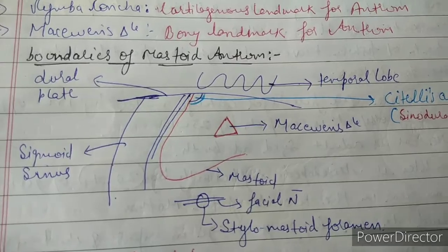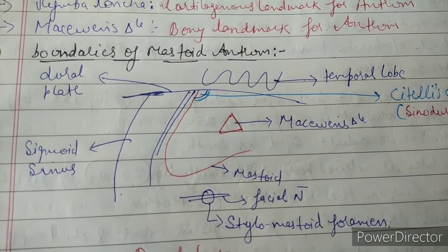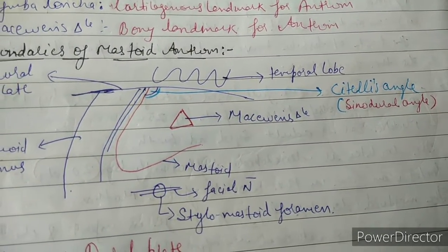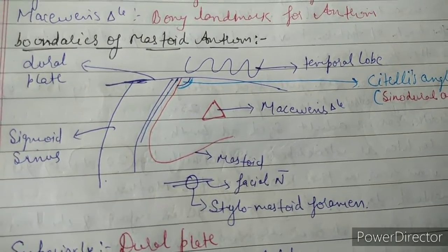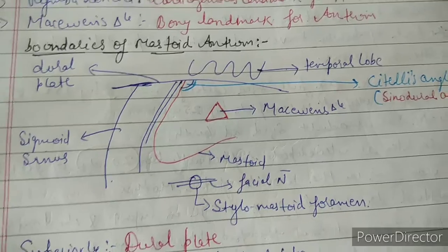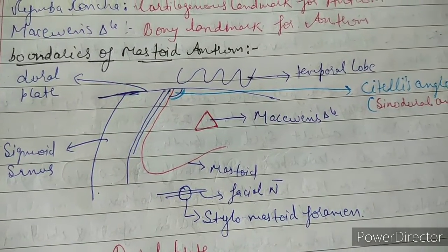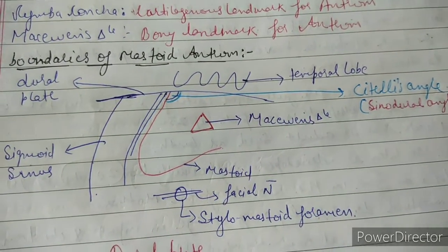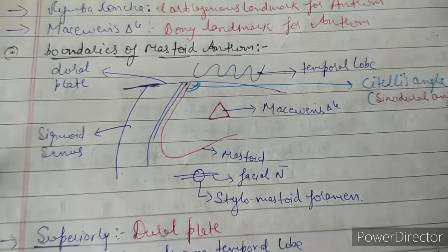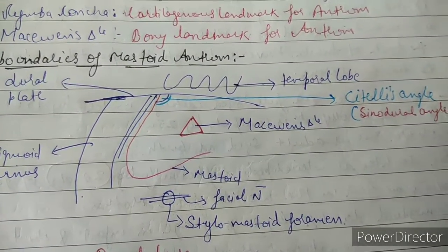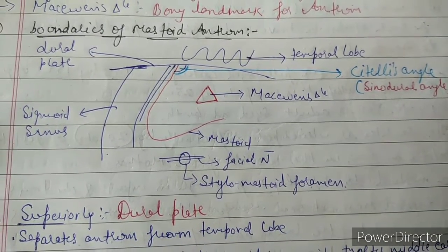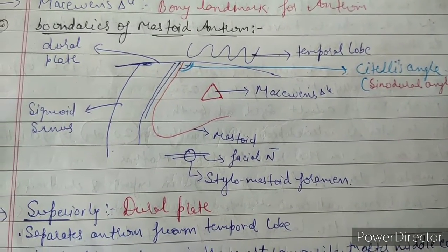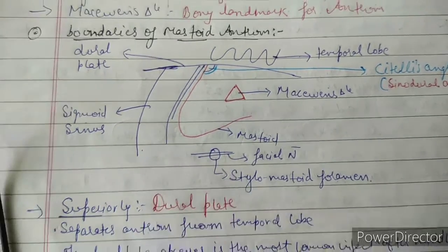The angle between the mastoid and the temporal lobe, or I can say the middle cranial fossa, is known as Citelli's angle or sinodural angle. You can easily see that this angle is between the sigmoid sinus, the mastoid antrum, and the upper superior border, which is known as the dural plate. So this angle is known as Citelli's angle. And below the mastoid you are seeing the stylomastoid foramen, through which our facial nerve comes out.